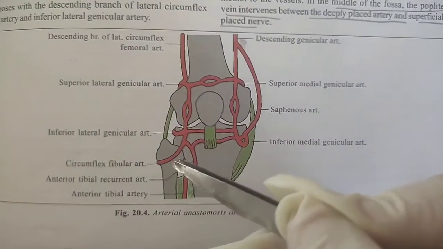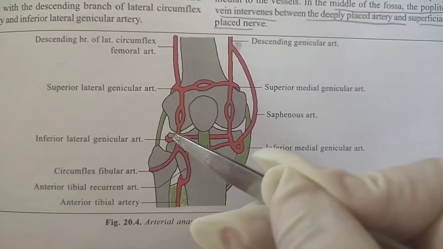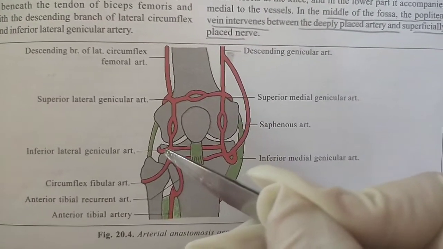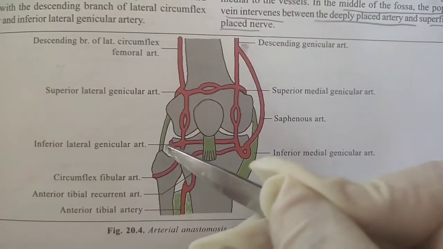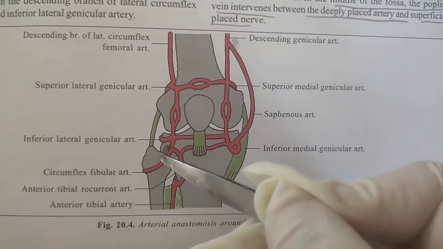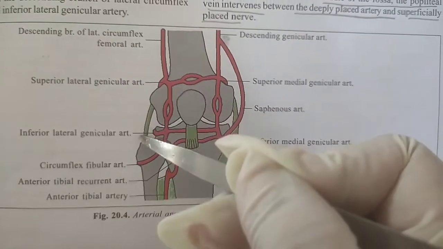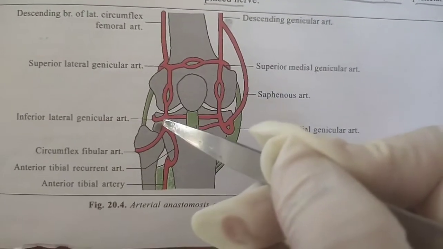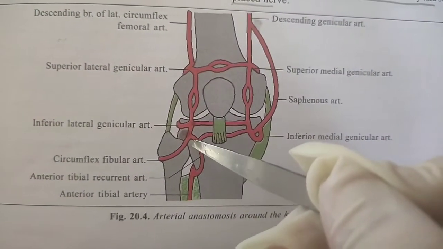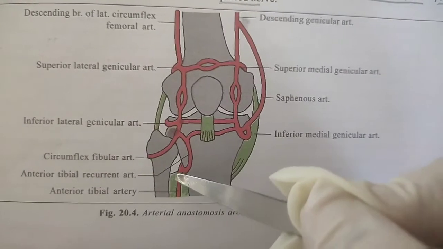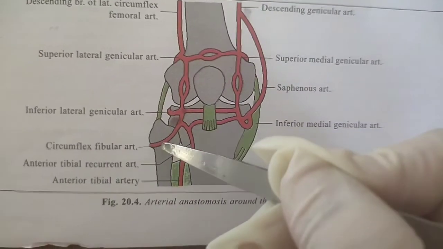Now coming to the inferolateral genicular artery. This is the inferolateral genicular artery. It passes deep to the lateral head of gastrocnemius across the tendon of popliteus and turns forward around the lateral tibial condyle above the head of fibula and underneath the fibular collateral ligament. This is the fibular collateral ligament, and then it anastomoses with the superolateral genicular artery and also with the anterior and posterior recurrent branches of the anterior tibial artery and circumflex fibular artery, which is the branch of the posterior tibial artery.